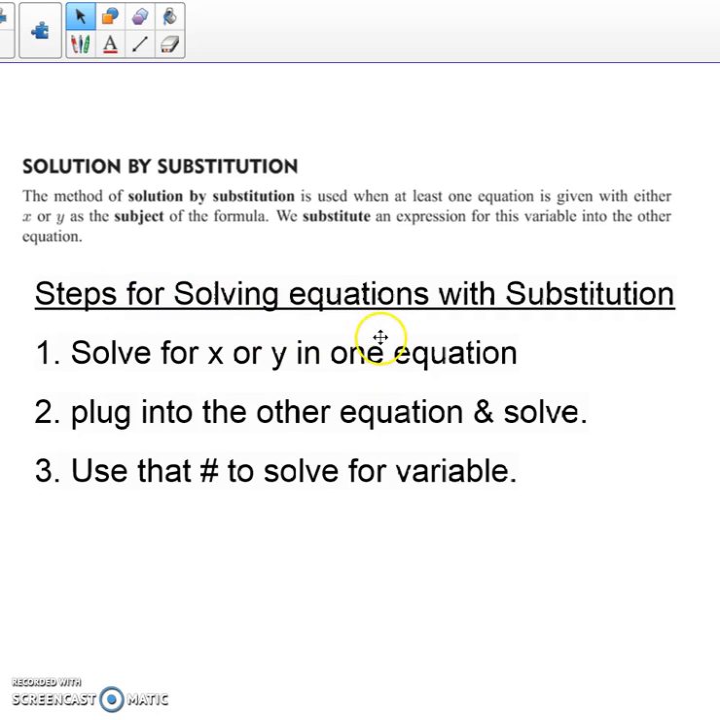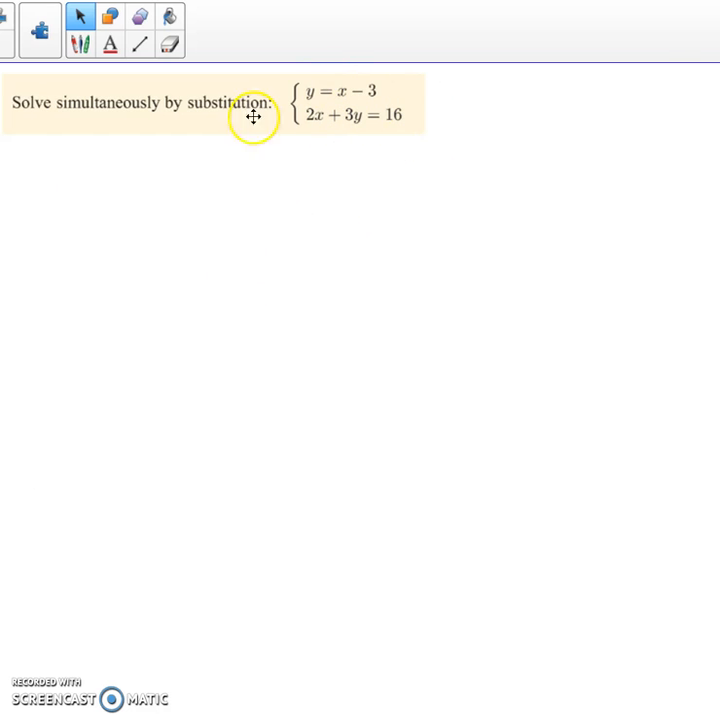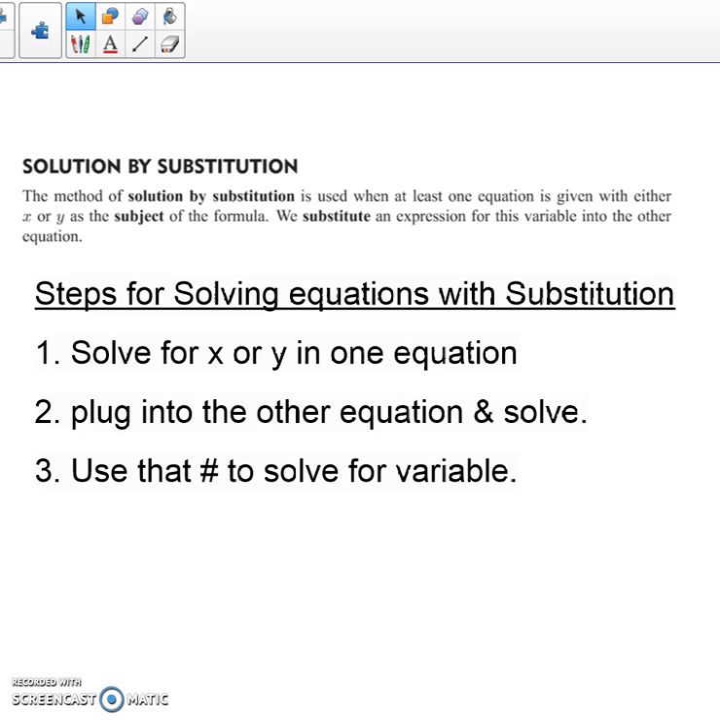So the steps for doing this are: you solve for x or y in one equation. So the equation could look like this. So you're solving for x or y, you plug it into the other equation and solve it. Then from that you get your answer and then you can solve for the other variable.